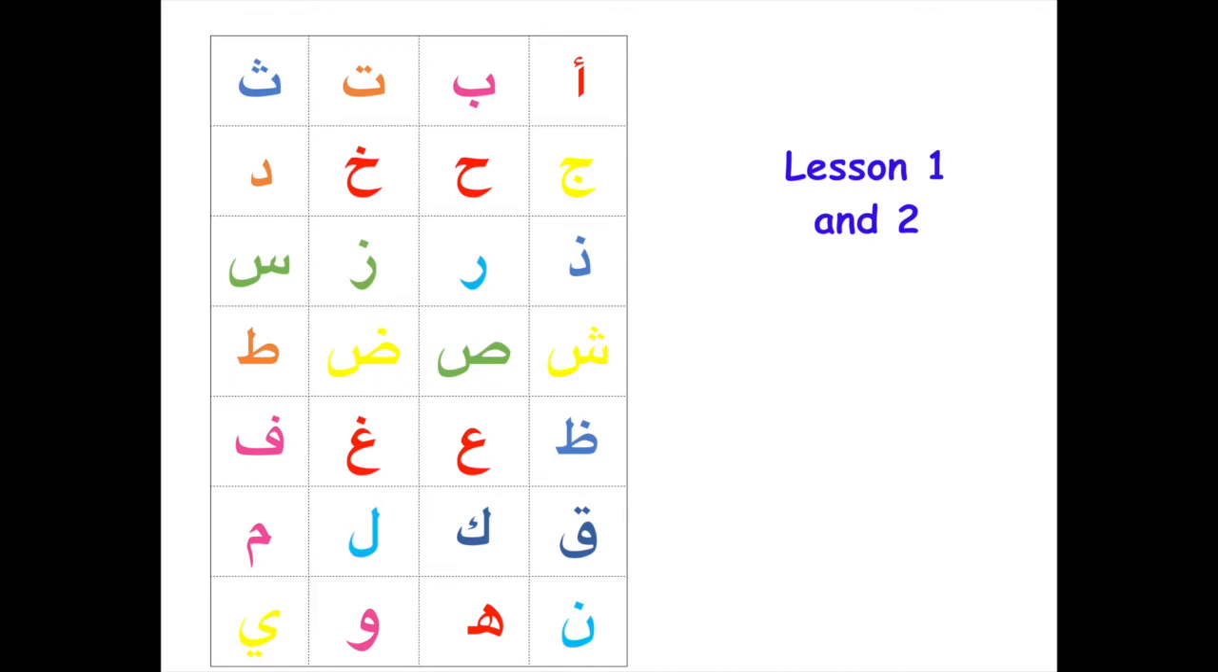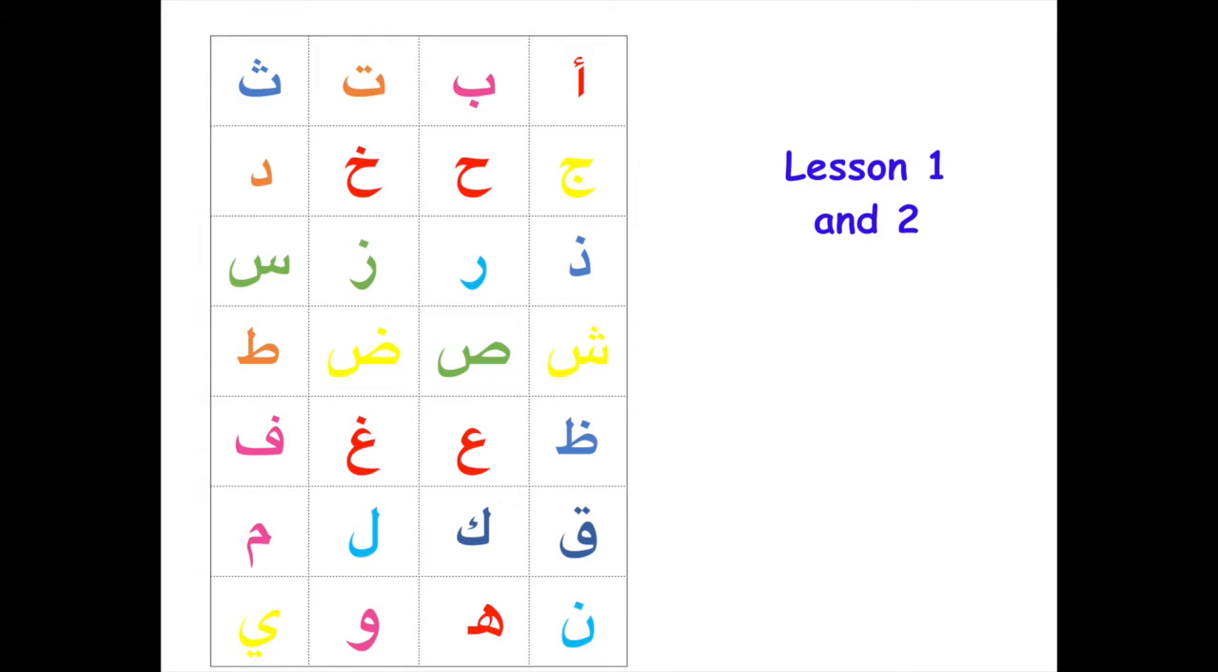They are Alif, Ba, Ta, Tha, Jim, Ha, Kha, Dal, Zal, Ra, Za, Sin, Sheen, Sad, Dad, Ta, Dha, Ain, Ghain, Fa, Qaf, Kaf, Lam, Mim, Noon, Ha, Waw, and Ya.